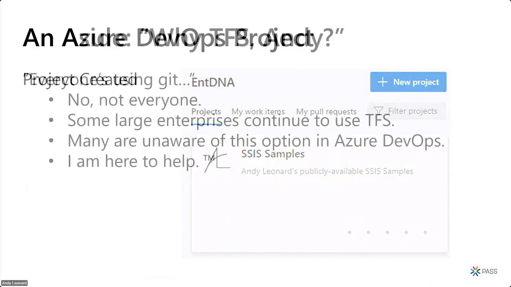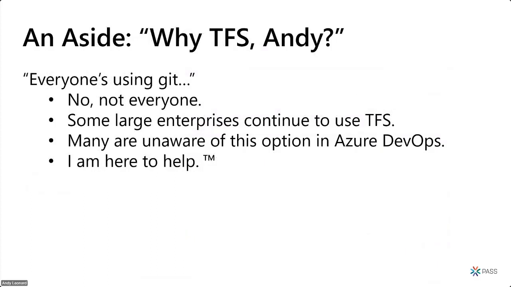And this is why Kevin's cringing. He's going, why are you doing Team Foundation, Andy? You know enough about Git to do it. And this is a true and valid concern. Everybody's using Git. Well, that's not entirely accurate, to quote the secretary in the original Independence Day movie.